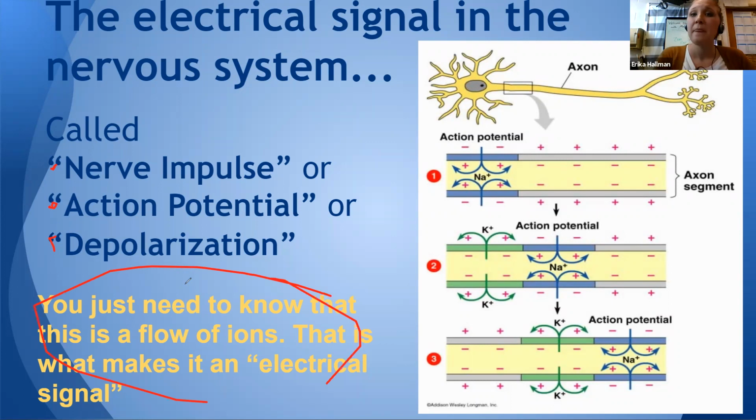So let's explain. This image over here on the right is taking a cross section of an axon. And you can see outside, the axon has a positive charge. The inside of the axon has a negative charge. And that's our default charges. All right, so we have a different charge on the outside than the inside.